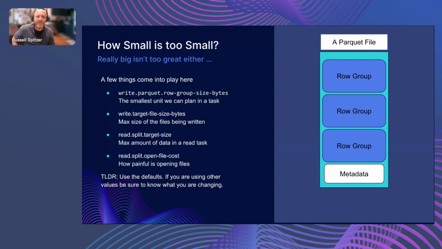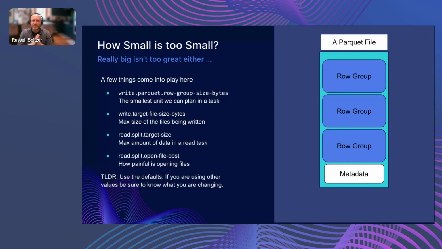A Parquet file is based, in my mind, really around a metadata block at the end, as well as several independent row group blocks. Each row group block represents the minimal amount of data that can be read in a single task. Now, the reason for this is that within a row group, we have compression and encryption, which means that you can never really read part of a row group.